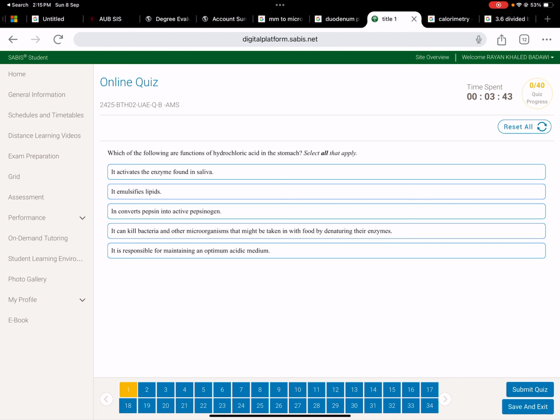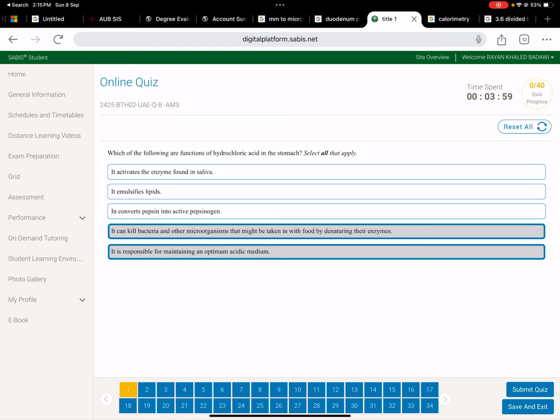So let's directly begin. Which of the following are functions of hydrochloric acid in the stomach? So hydrochloric acid, it's acidic, so it maintains acidic medium in the stomach, and it also functions to kill any bacteria and other microorganisms that might be taken in with the food by denaturing their enzymes. We also have the other options.